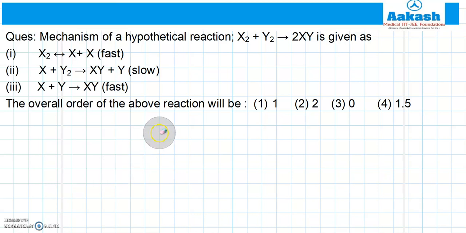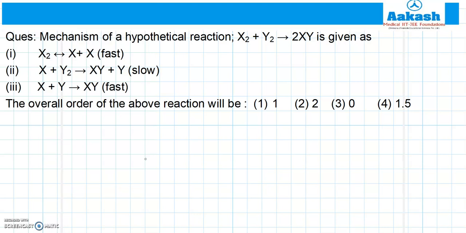Dear students, today I am going to discuss a very important question repeatedly asked in NEET and one of the common doubts of most of the students. This question is actually related to calculation of order of reaction when complex reactions involving more than one elementary step are given.